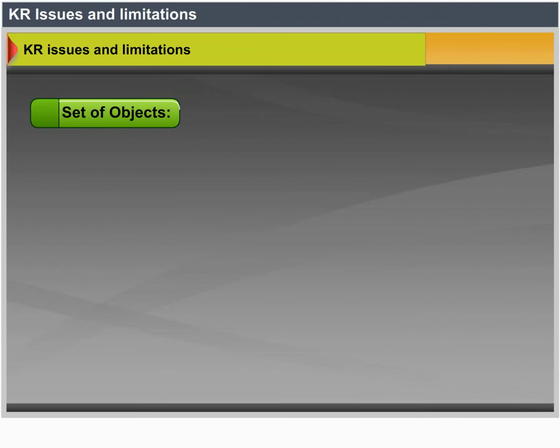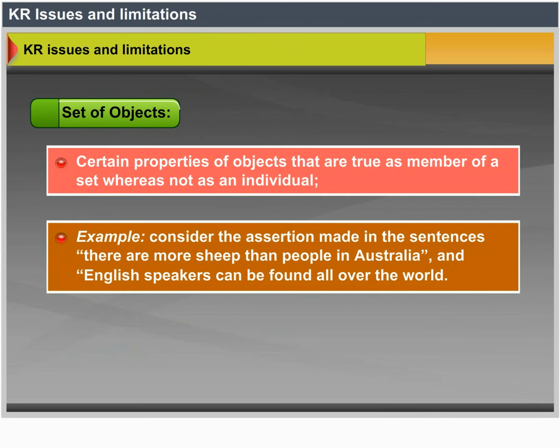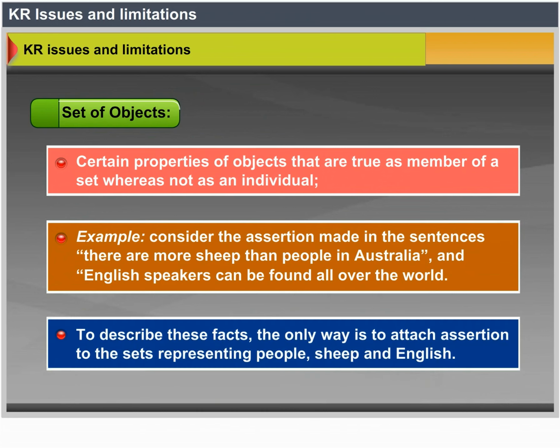Set of objects. Certain properties of objects are true as members of a set, whereas not as individuals. Example: consider the assertions made in the sentences, there are more sheep than people in Australia, and English speakers can be found all over the world. To describe these facts, the only way is to attach assertions to the sets representing people, sheep, and English.